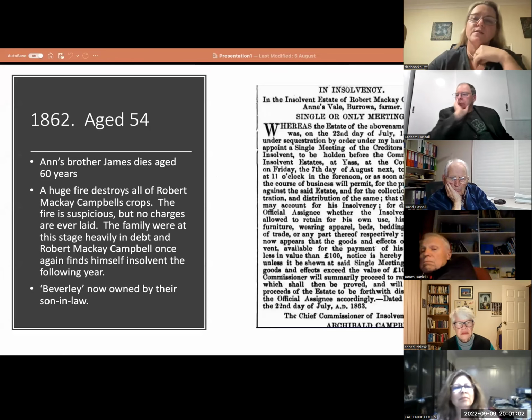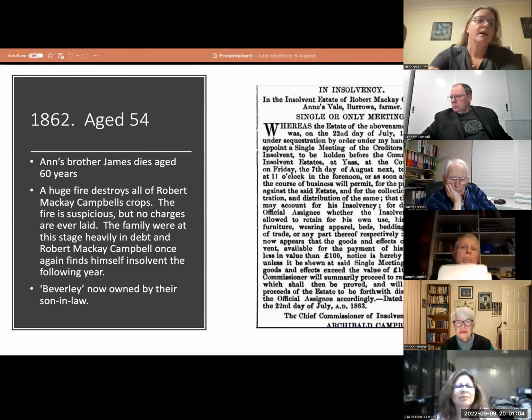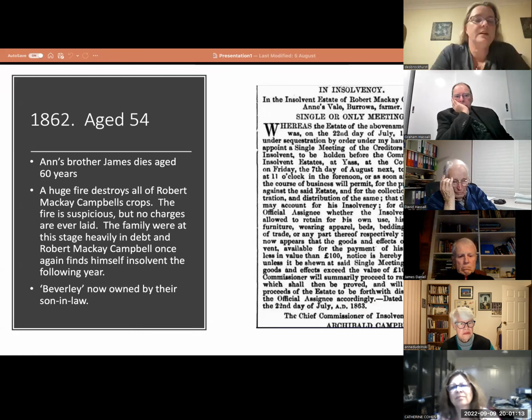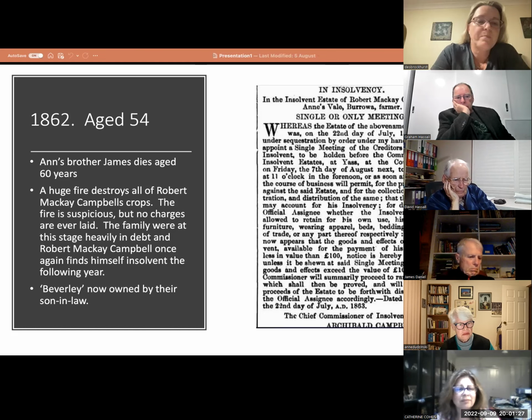Unfortunately, insolvency comes once again. In 1862, Anne's brother James dies, aged 60 years of age, and a huge fire destroys all of Robert McKay Campbell's crops. The fire is suspicious, and no charges are ever laid. The family are at this stage heavily in debt, and he loses everything. And the property Beverley becomes part of their son-in-law's possessions.